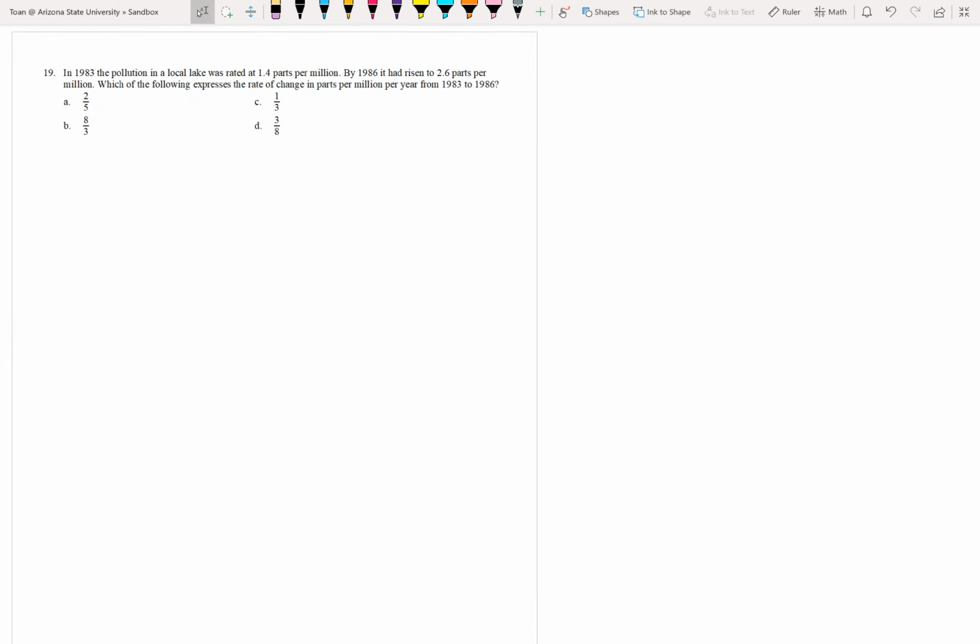Number 19, if you read the question, the important key phrase or trigger word is rate of change, and we should remember that rate of change simply means slope. So I'm probably going to have to do something with the slope formula or think in terms of slope. Well, I hope we can read that they link information together. In 1983, they link it with 1.4 parts per million. In 1986, they link it with 2.6 parts per million. So I can sort of put those relations as a point. 1983 links with 1.4 parts per million. 1986 links with 2.6 parts per million.